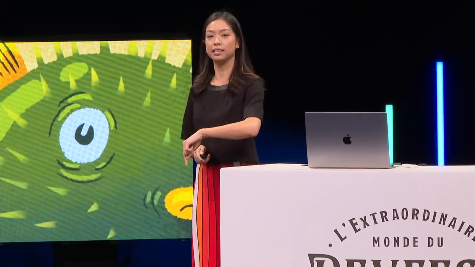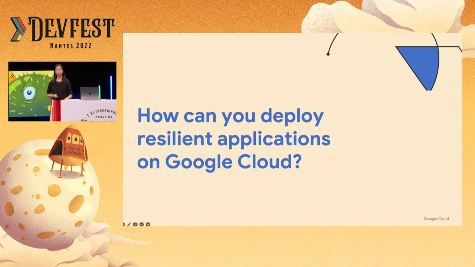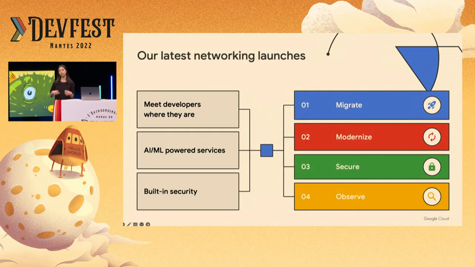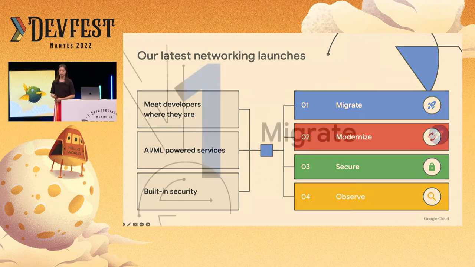So I just attended Next, and I hosted a session there about some of our latest launches in networking. I'm just going to cover a few of them. They all fall into four core principles: migrating workloads, modernizing them, securing them, and then having observability. A lot of our products aim to meet developers where they are and make it easier for them. We have some AI and ML built into our products. And of course, security has become front and center even more recently, so we're trying to build in security as much as possible into our products.